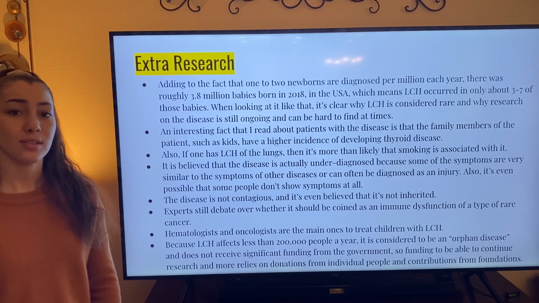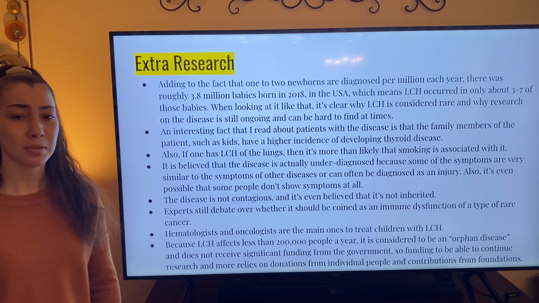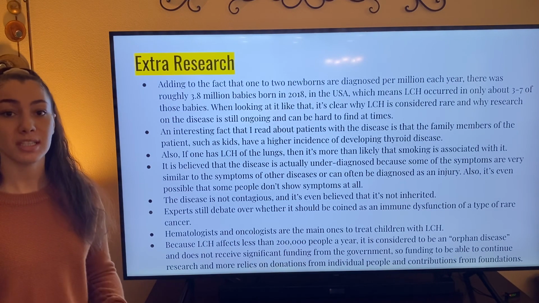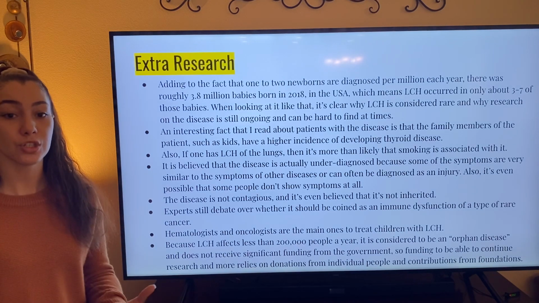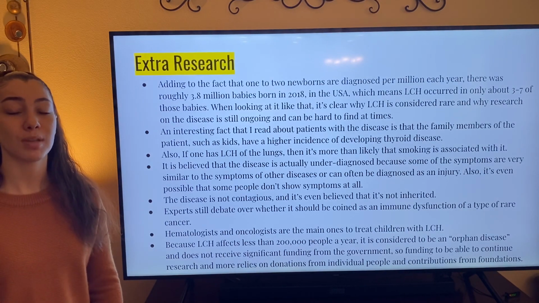Now, because LCH affects less than 200,000 people per year, it is considered to be an orphan disease and does not receive significant funding from the government. So funding to be able to continue research and more relies on donations from individual people and contributions from foundations and corporations.